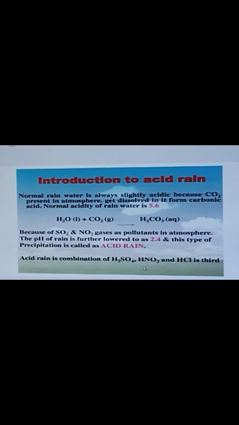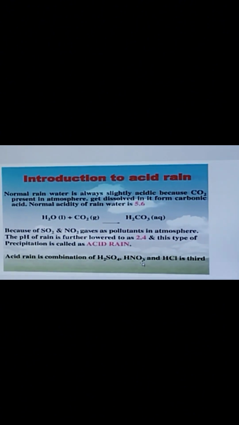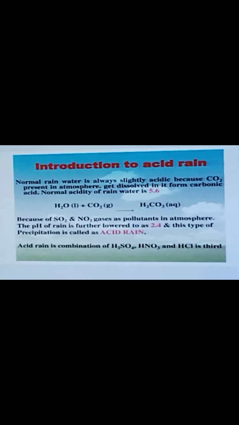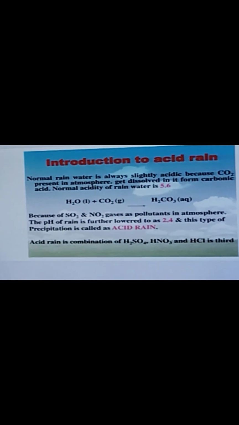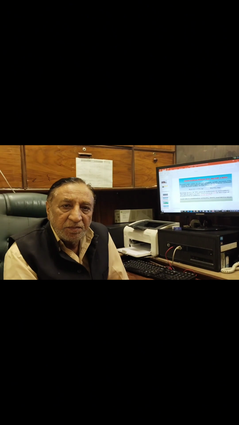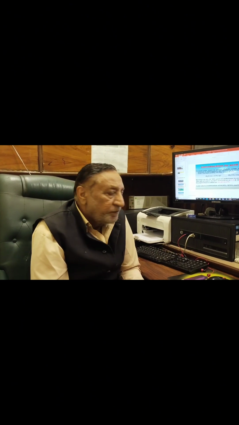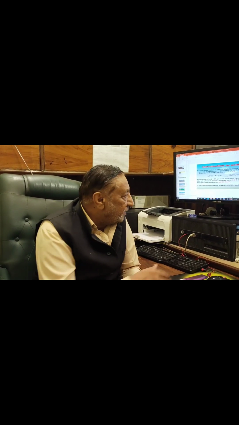Acid rain is composed of sulfuric acid, nitric acid, and hydrochloric acid. This can be an MCQ question: what are the acids present in acid rain, and what is the level at which we term rain as acid rain?